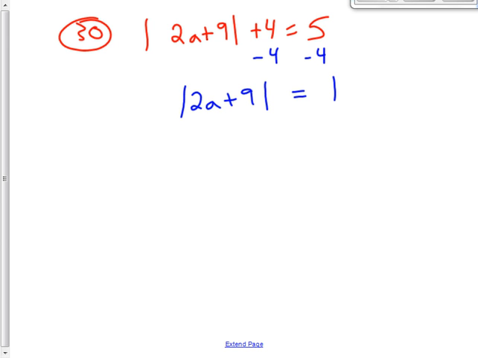I need to get rid of the plus 4, I need to get rid of the absolute value, I need to get rid of the 2 in front of the a, I need to get rid of the plus 9 that's with it. So I get rid of the plus 4 on the outside. Now I can get rid of the absolute value part.